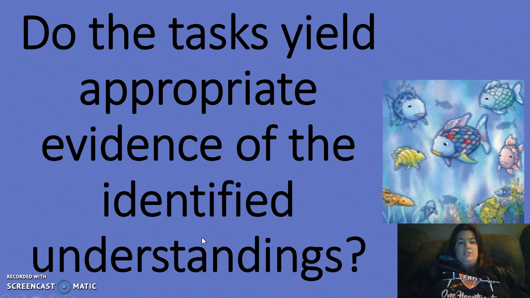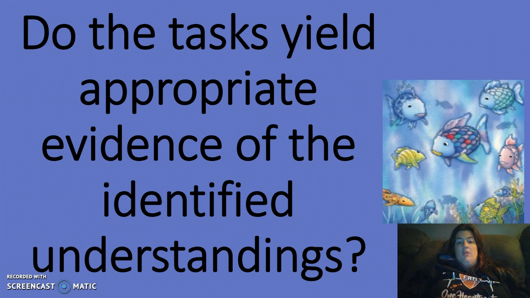So for the first question, do your tests yield appropriate evidence of the identified understandings? I believe so. My students had to give ideas of what they thought a good friend was before we even read the book. So that gave some background knowledge on kids, information they already knew.